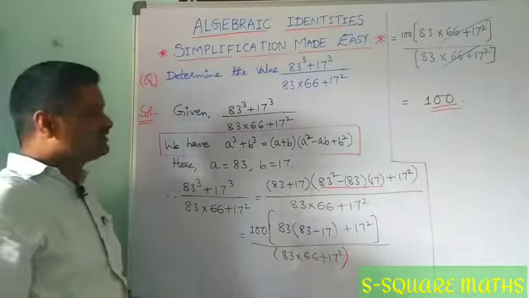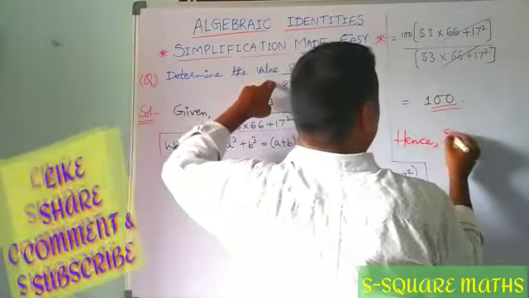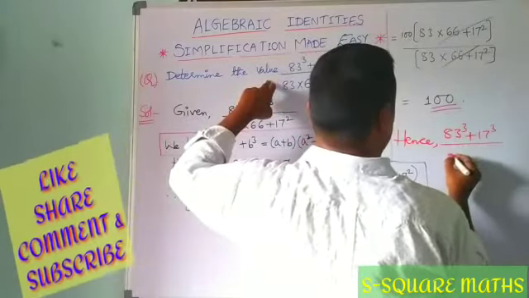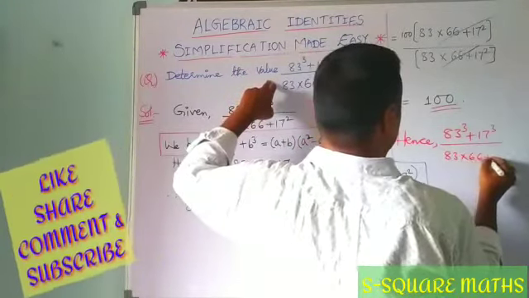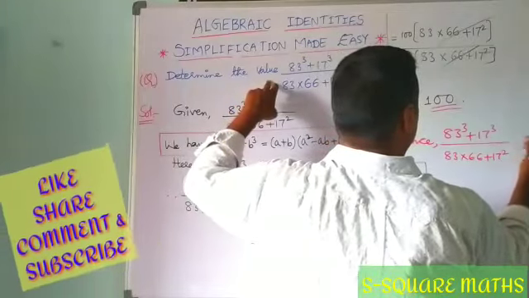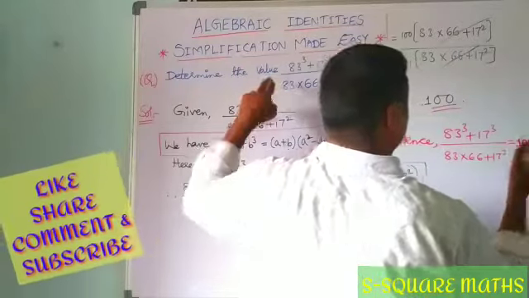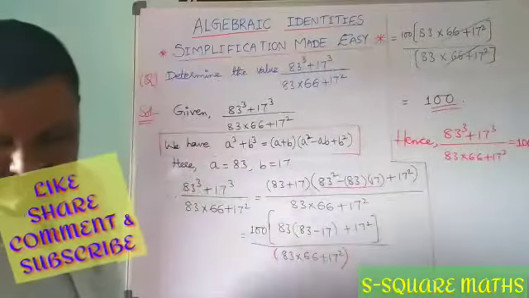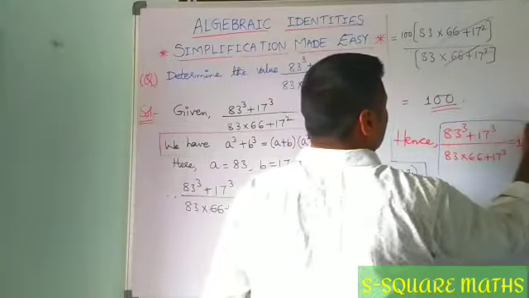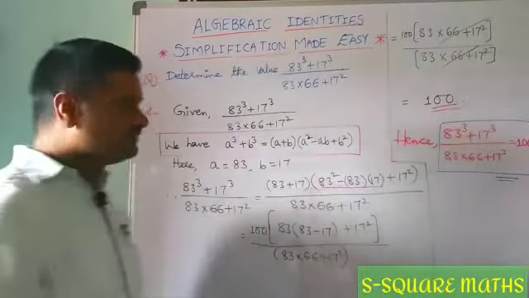Hence I can write it as: 83 cubed plus 17 cubed by 83 into 66 plus 17 squared gives you the answer 100. So in this way we can overcome the anxiety of the student, the anxiety of the problem, and we can simplify very easily.